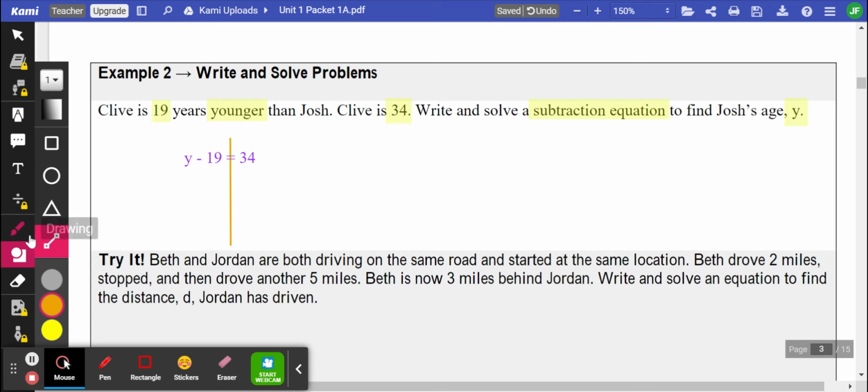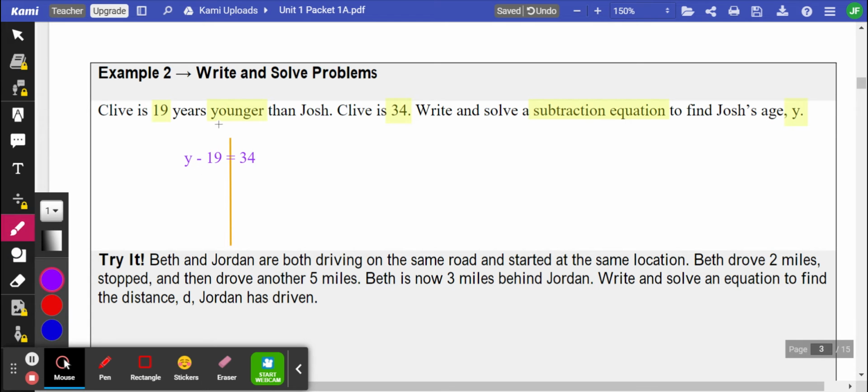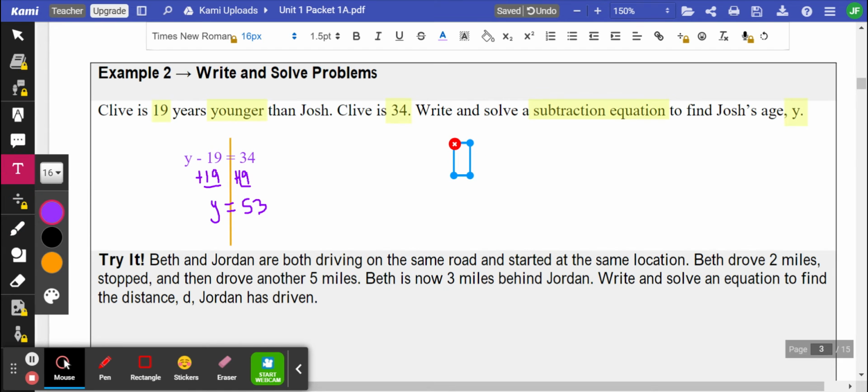Okay, we are going to do everything else just like we did in the last video. So we're going to draw our line. We are going to cancel our minus 19 by adding 19 to both sides. 19 instead of 9. And you should get 53. Now, as a word problem, I'd love you to at least label. You could say 53 years old, or you could be more detailed and say Josh is 53 years old.